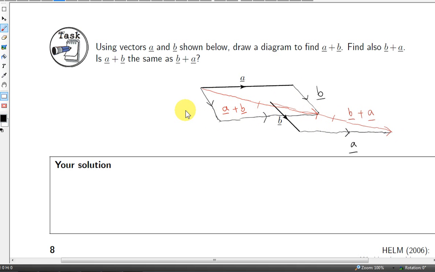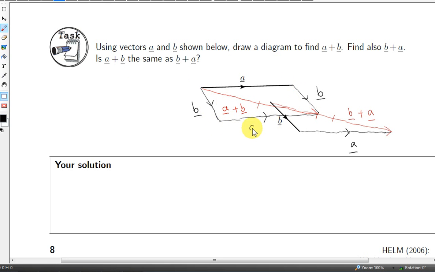So if this is vector b, then this vector over here is also vector b, because if I complete this parallelogram, then the opposite sides point in the same direction. They're parallel. That's the meaning of a parallelogram, but they're also equal in length. Opposite sides of a parallelogram are equal in length. So if this is b, then this opposite side is b.